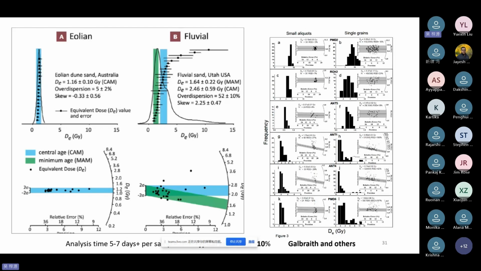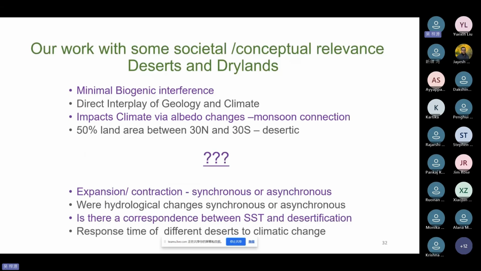Now I'll come to my own work on deserts, and I'll pick a few examples where some societal impact or conceptual advance was involved. One of the works was on the deserts, which have minimum biogenic interference. It's a direct interplay of geology and climate, and it impacts the climate via albedo changes. And 50% of the land area between north and south is desertic.